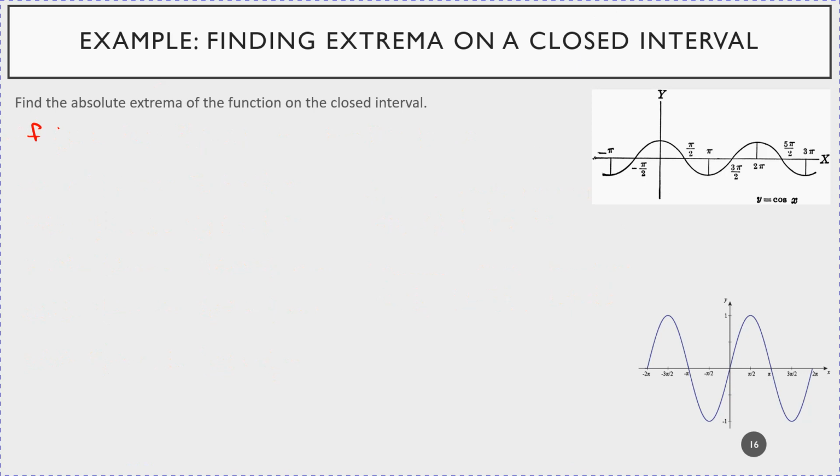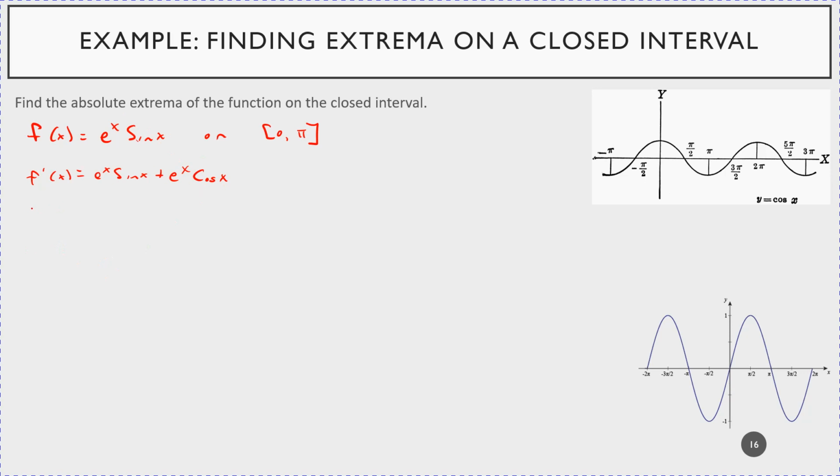The extrema of f of x is equal to e to the x times sine of x, just on the interval from 0 to pi. Okay, so tricky here. So first you're going to find the derivative, right? You're going to have to use a product rule. So derivative of e to the x is e to the x times sine of x plus e to the x, and then derivative of sine of x is cosine of x.